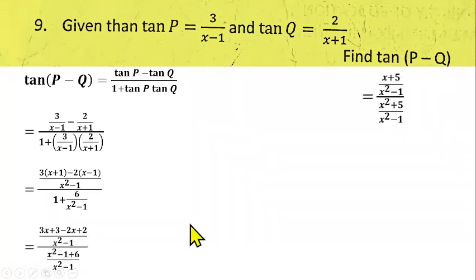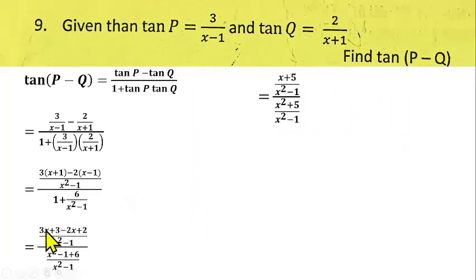From there you can simplify further. If you simplify this, you have 3s minus 2s, that gives us s, 3 plus 2 gives us 5, over s square minus 1, over 1 minus 1 plus 6 gives us 5. So you have s plus 5 over s square minus 1, over s square plus 5 over s square minus 1.